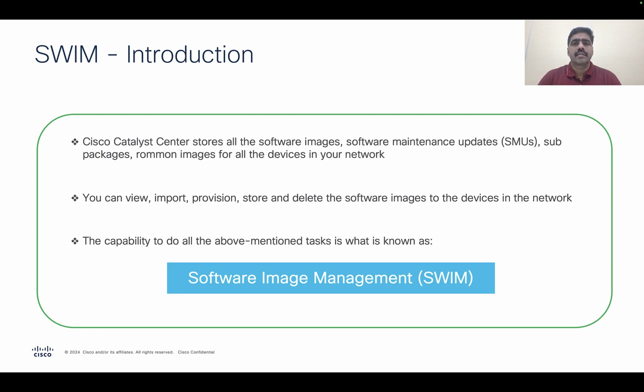Cisco Catalyst Center can act as a storage repository for all the software patches, images, and the ROM files required for all the devices in the network. It not only acts as a software repository, but also helps in automating the software upgrade process. This capability of the Catalyst Center to do tasks like import, store, provision, and delete the software on the devices being managed in the network is called Software Image Management, in short, SWIM.